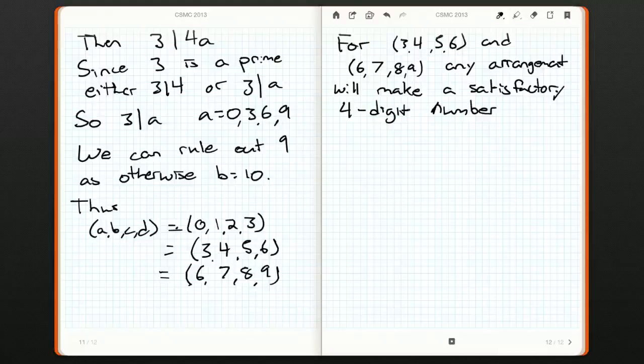So any way we arrange these guys, we could have 3, 4, 5, 6. We could have 5, 4, 3, 6. We could have 6, 3, 4, 5. We could have 6, 5, 4, 3. Anything we want. They'll always make a satisfactory 4-digit number. The only exception, and the reason we haven't included the first case, is because a leading 0 would cause a problem. Okay.